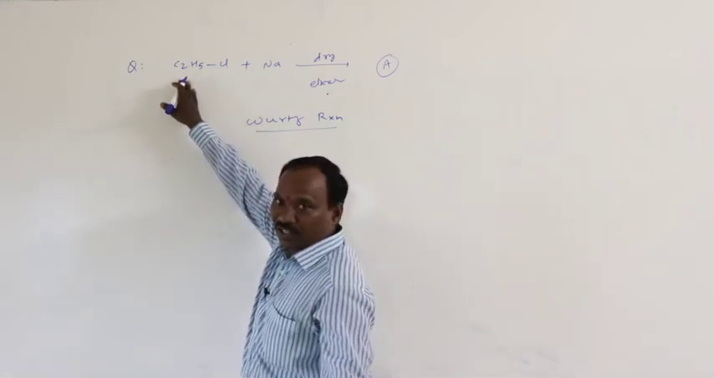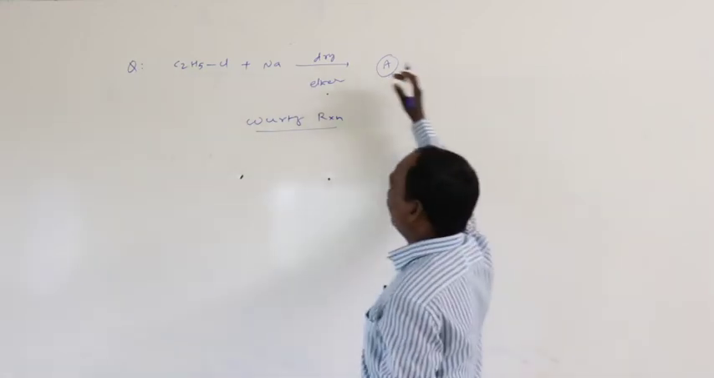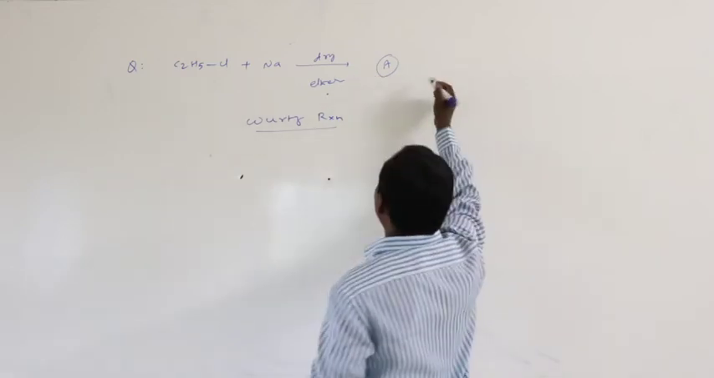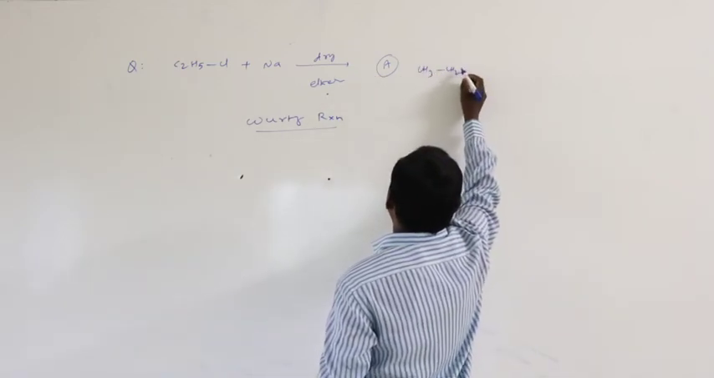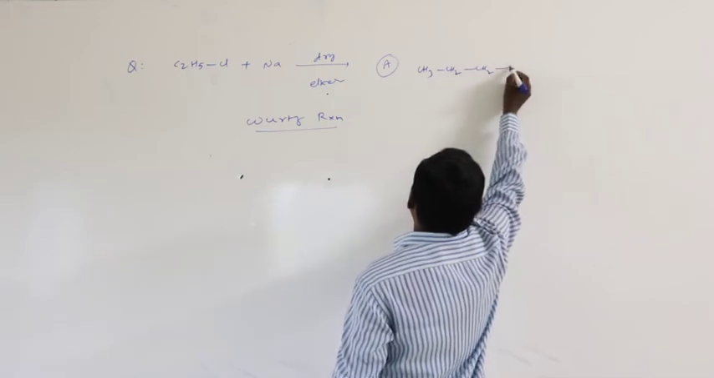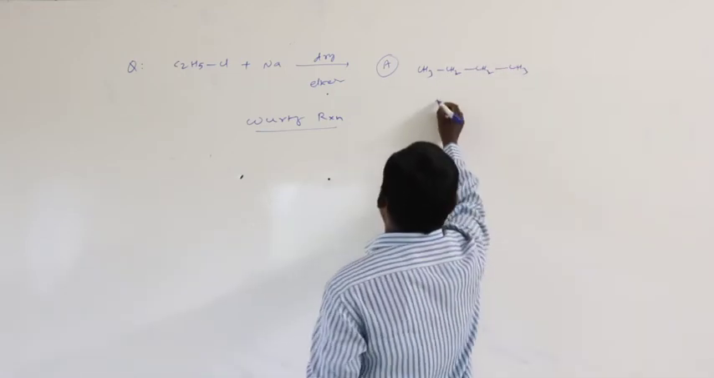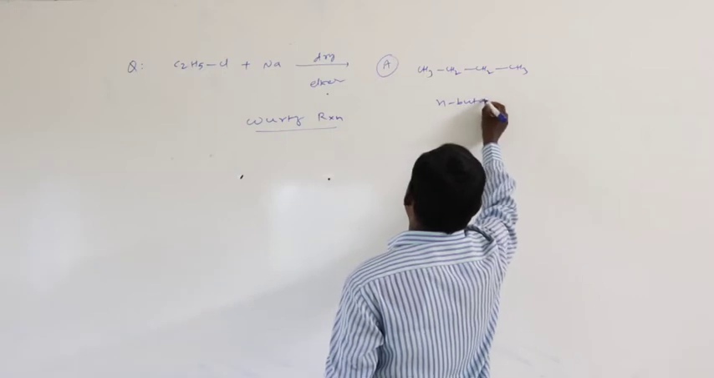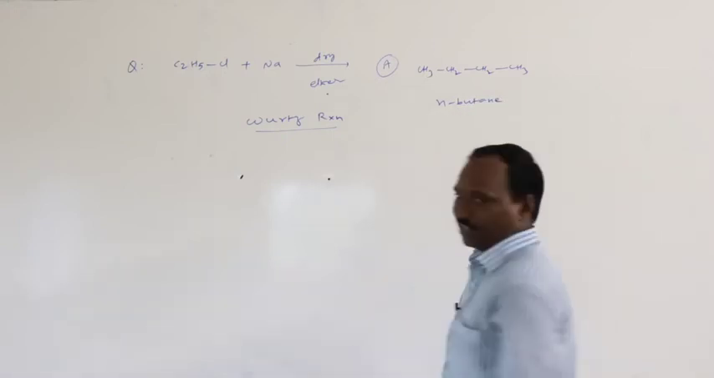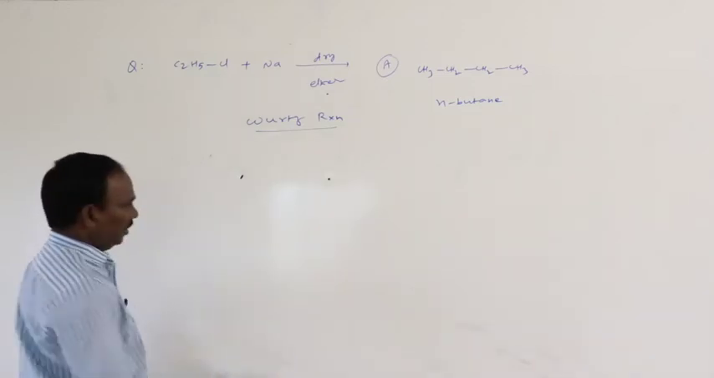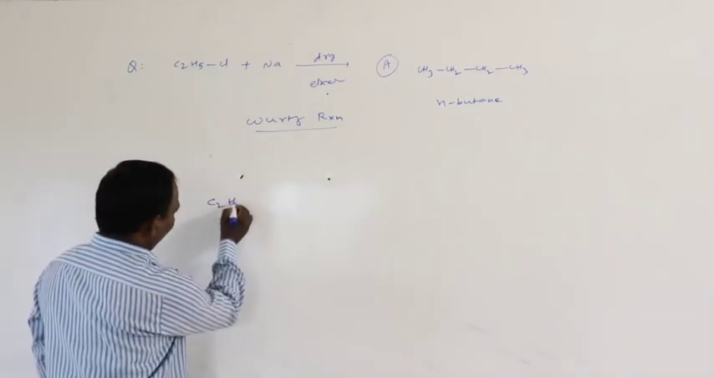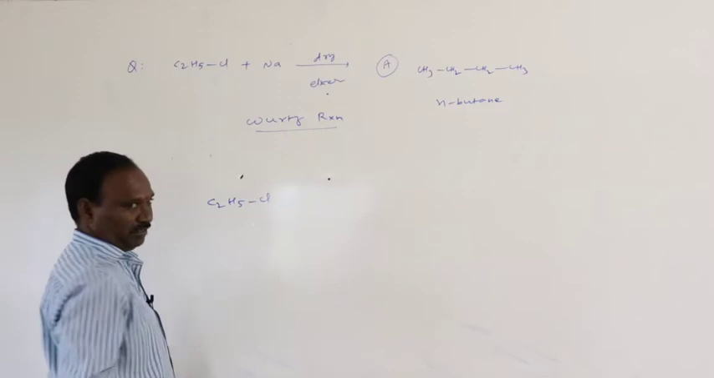Here the 2-carbon alkyl halide becomes a double-carbon alkane, that is butane, CH3CH2CH2CH3. This is n-butane formation. Already you know the Wurtz reaction. So once again, let me repeat the equation.